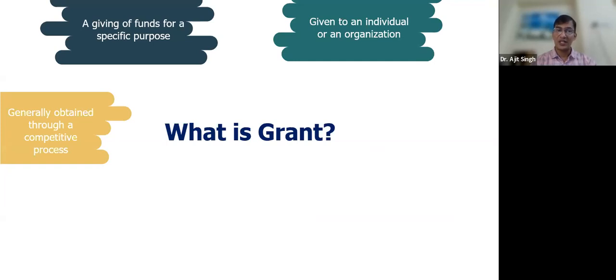Research grants are generally obtained through a competitive process. So research grants are not something you submit and you will get. There is always a competition because you are not the only researcher in the world or in the domain or in the area. There are people who are competing with you and who submit a lot of other grants, with different types of topics, different areas of research, collaborative approaches. Did they come up with multiple, novel ideas? So it is obtained through a competitive process.